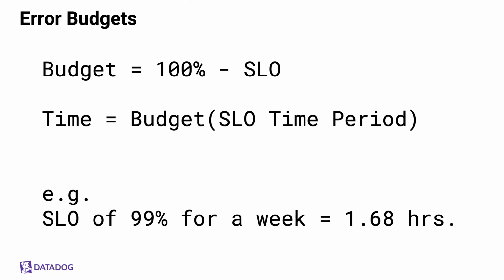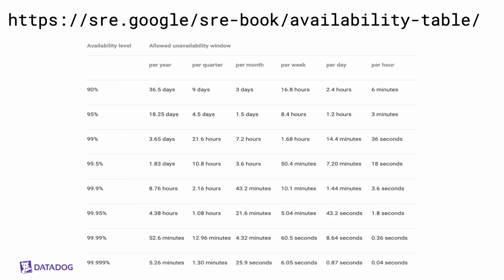I'd mentioned them before, but quite simply, it is the remainder of your time period after accounting for your SLO percentage. If you take the example of an SLO of 99% over 7 days, that gives you 1.68 hours of unavailability to work with. If you don't feel like doing the maths, Google's provided a chart of some common SLO terms. Just like any other budget at work, you want to use all of it up.